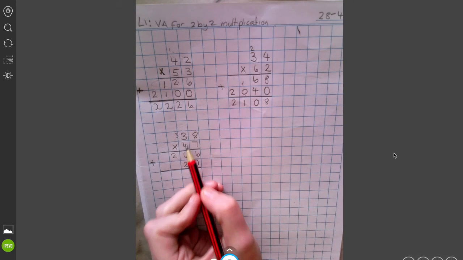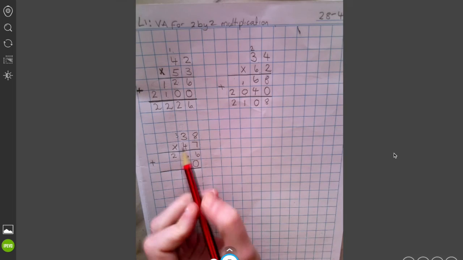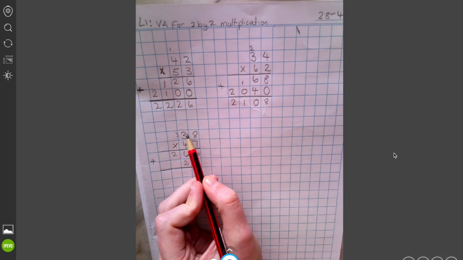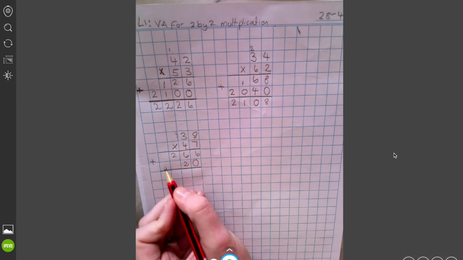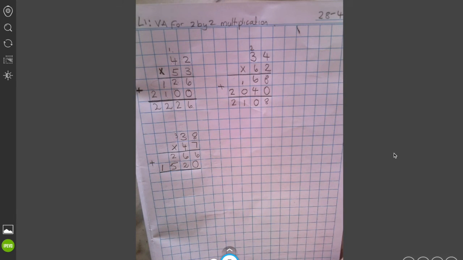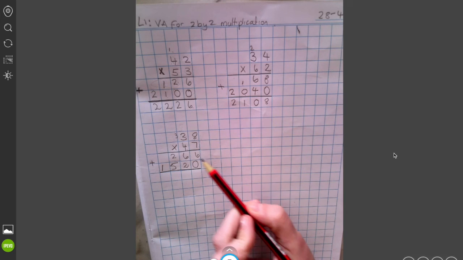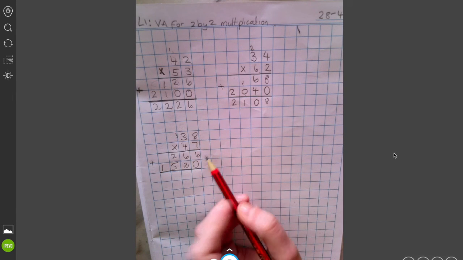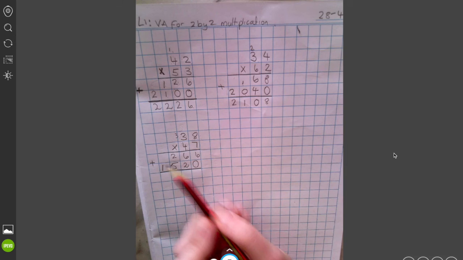So I just went 4 times 8 equals 32. Now I'm going to go 4 times 3 is 12. Plus 3 is 15. So the next step, can you remember what I do? That's right, I add these columns together. So, sorry, these rows together.